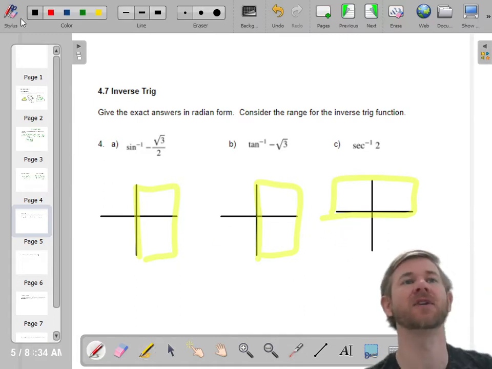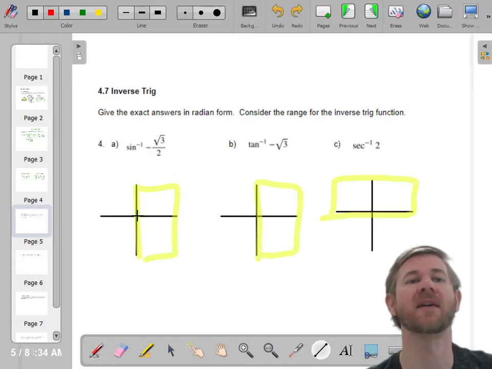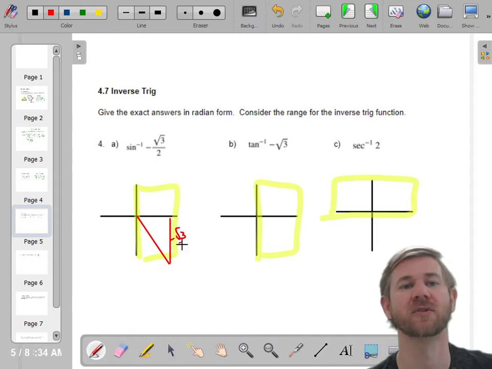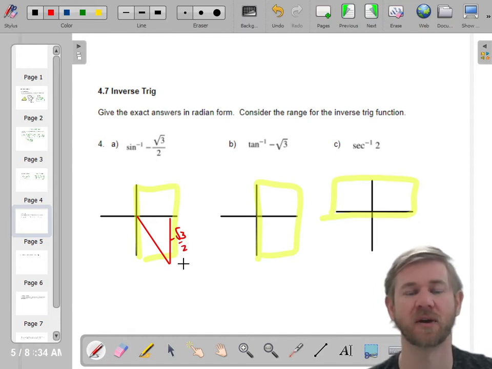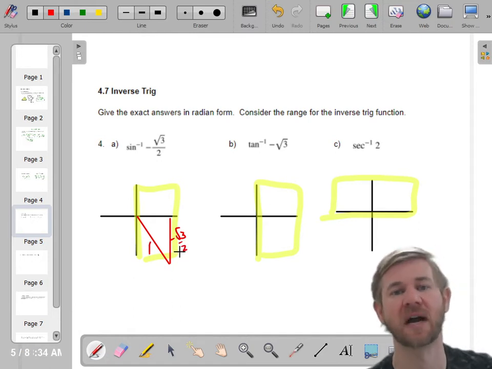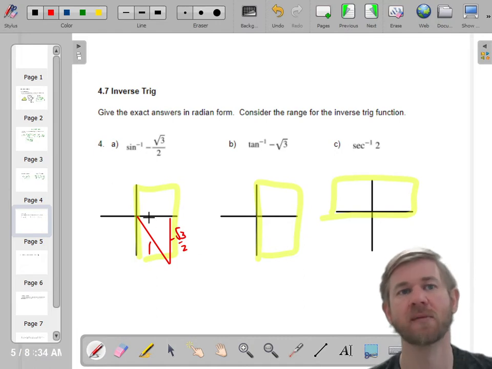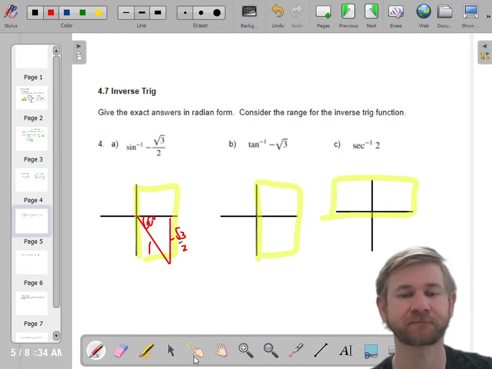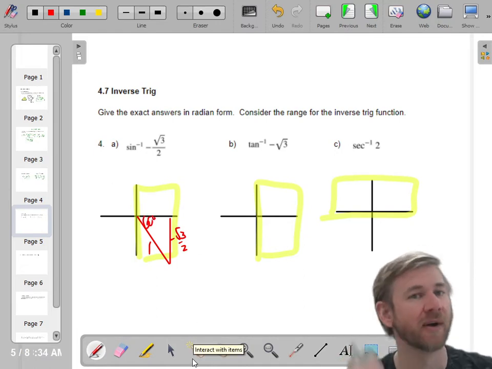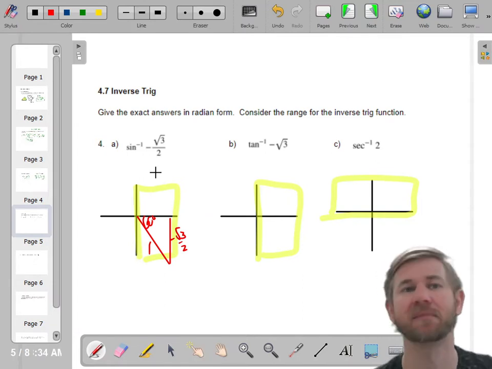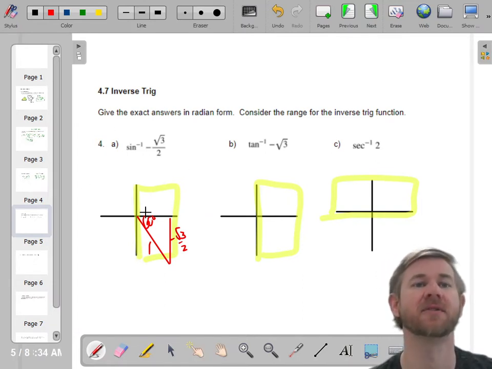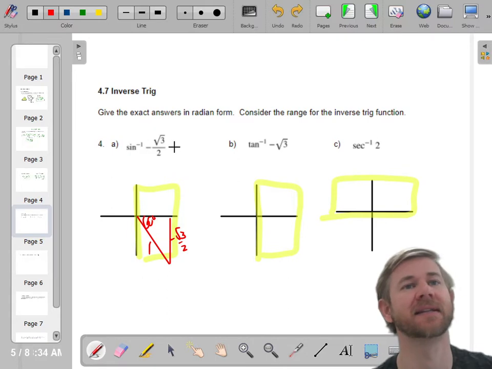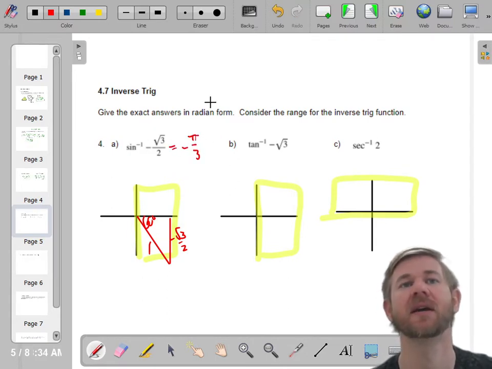So let's see. Inverse sine, they're saying that there is a triangle whose y value is negative radical 3 over 2. I know that's on the unit circle, so I can think of this as a unit circle problem. On the unit circle, there is a y value whose negative radical 3 over 2. Remember, that's 60 degrees. And the trick to this is your answer has to be between negative 90 and positive 90. You can't say 300. This is 300 degrees, but that's not the answer. The answer would be negative 60 degrees, which is negative pi over 3 radians.